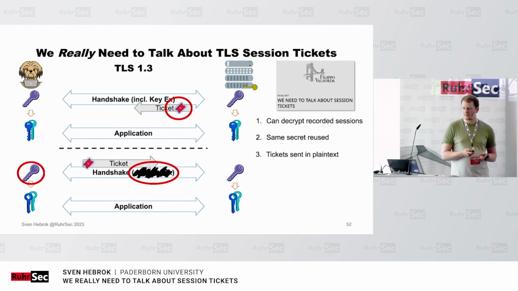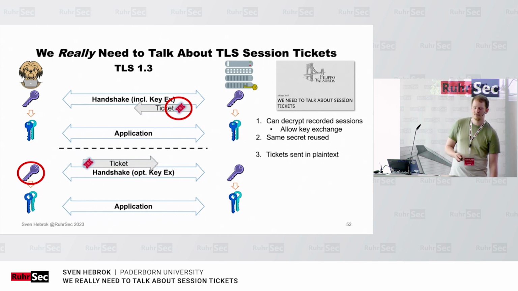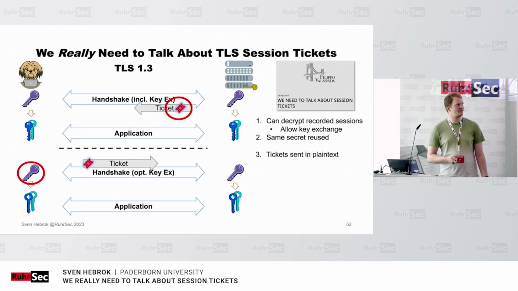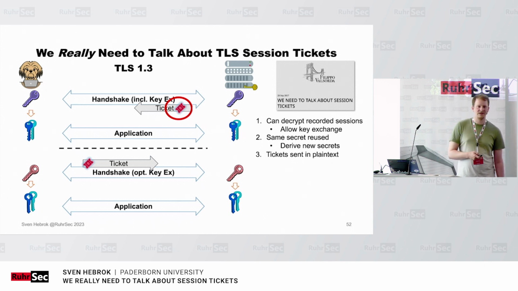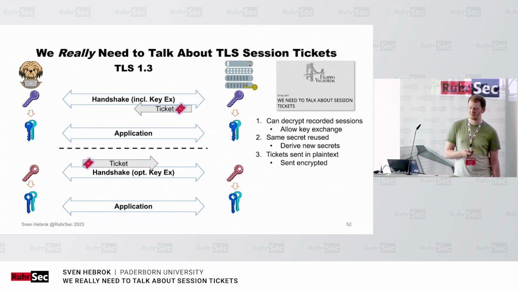So regarding the issue that we can decrypt recorded sessions, TLS 1.3 again allows us to do a handshake with a key exchange. This is optional, but if you do it, you can be sure that you get different secrets in there. Similarly, the same secrets aren't reused, even if you don't use the handshake. Then other secrets are derived, and also other secrets are stored in a ticket. And the last issue, that the tickets are sent in plain text, is also fixed by just moving them a bit later into the handshake, where you actually use the session keys to also protect the ticket that is sent.